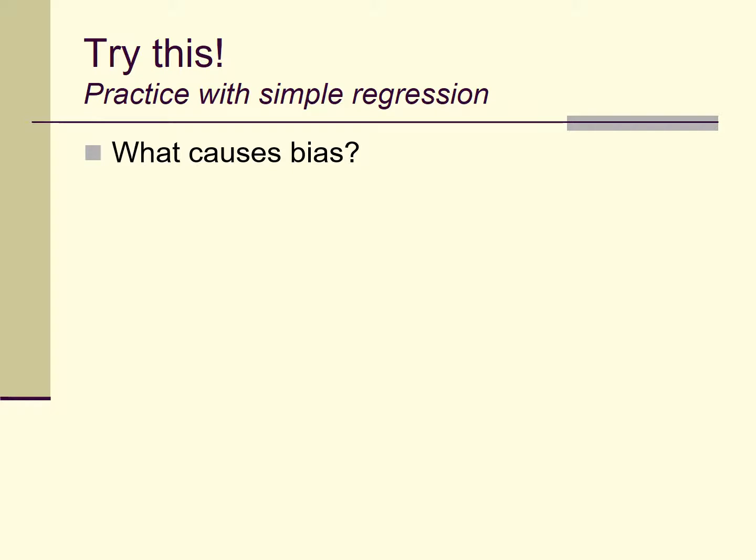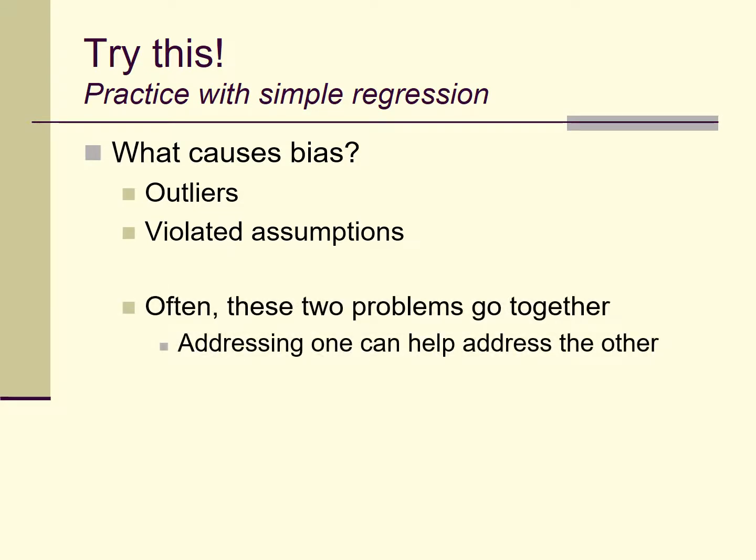What causes bias? Well, I've talked about this a little bit before, but bias can be caused by the presence of outliers or by violations of assumptions that we're making about the data that we're using to fit our model to. Now, often these two problems go together, and I hope I made that clear in previous lectures. Often addressing one can help address problems with the other. Particularly finding and dealing with outliers can often make concerns about violated assumptions much less, well, concerning.